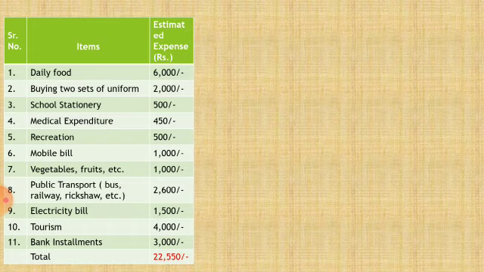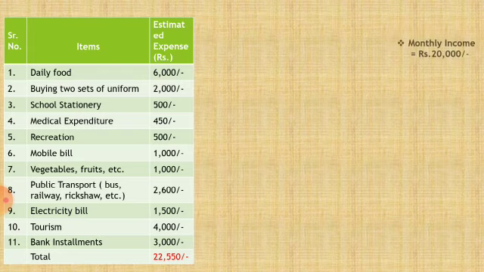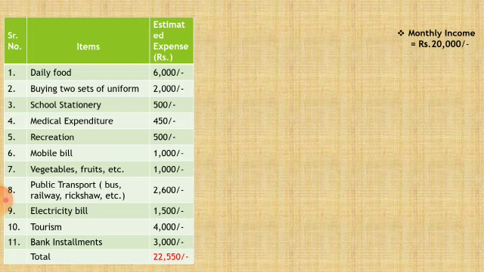Now your mobile bill amounted to 1,000 rupees, vegetables, fruits, etc. amounted to 1,000 rupees, public transport 2,600 rupees, electricity bill 1,500 rupees, tourism. Tourism here means going on vacation, which cost you 4,000 rupees. Bank installment 3,000 rupees. Now they have said that the monthly income was only 20,000 rupees.